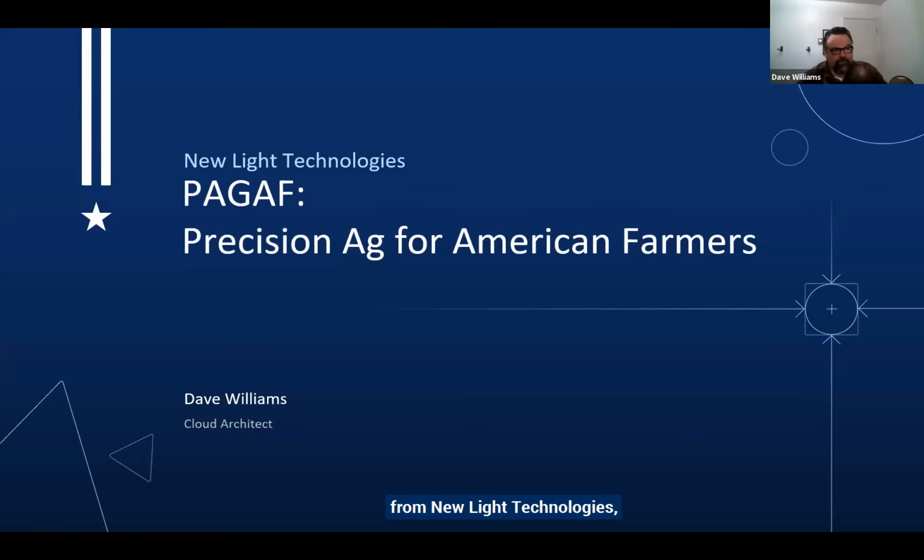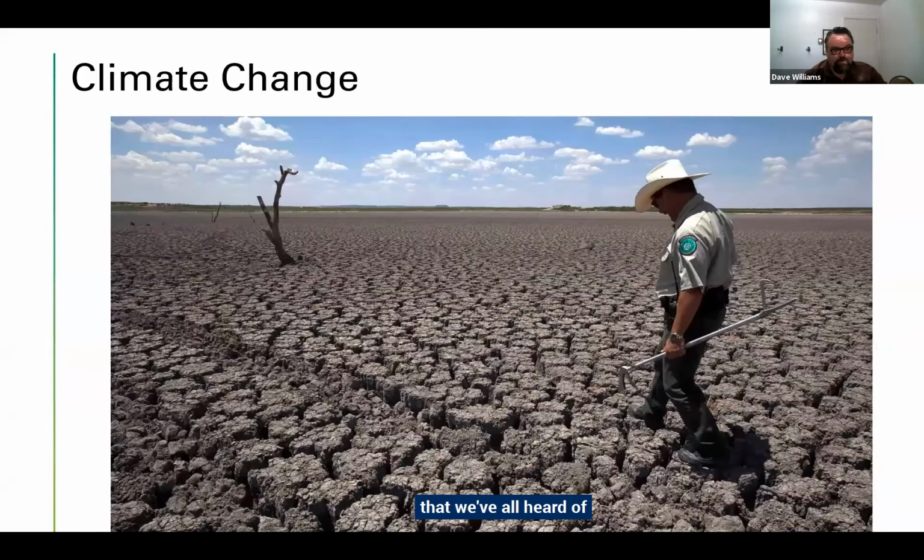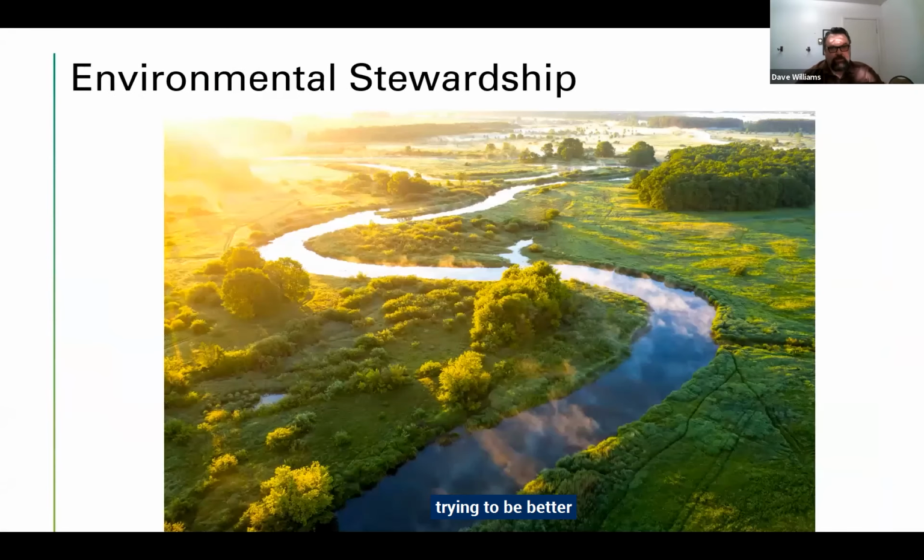My name is Dave Williams from NewLight Technologies, and our project is called Precision Ag, or Agriculture for American Farmers. The motivation for this has to do with a variety of factors that we're all facing. For example, the global population growth expected to hit, I think, 10 billion by 2100. Factors like climate change that we've all heard of and are working on resolving, and trying to be better environmental stewards, especially regarding the practices that use the land and use the earth.